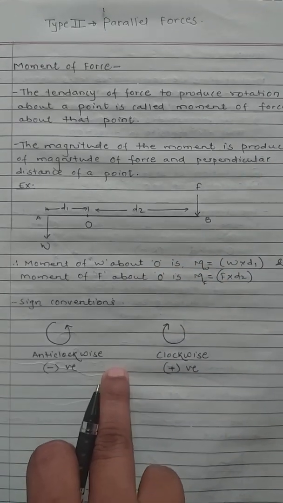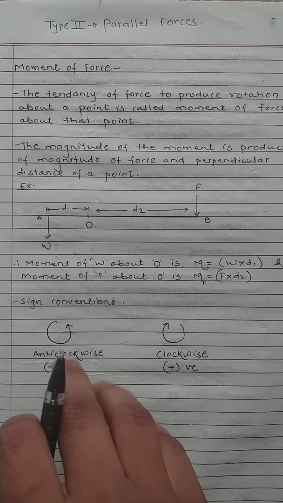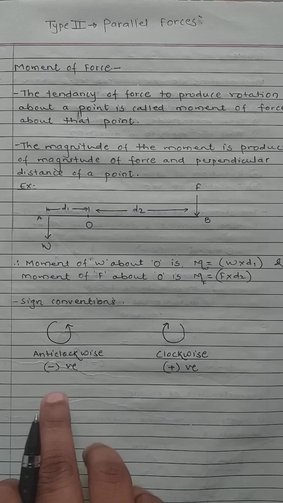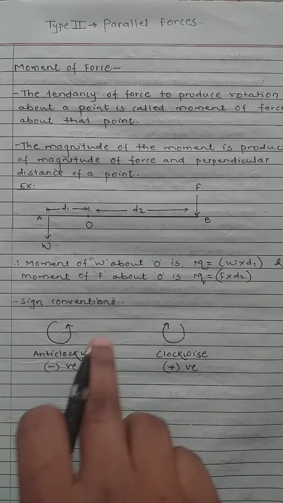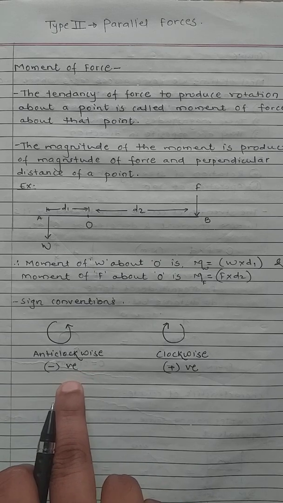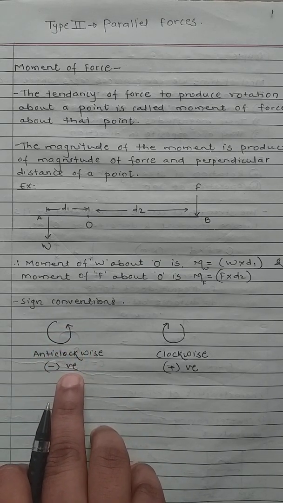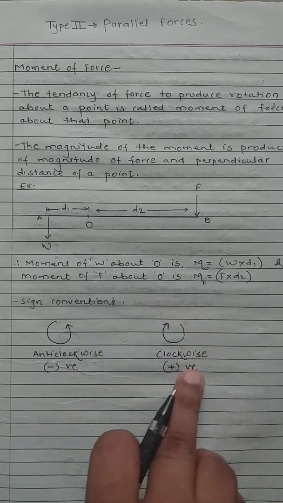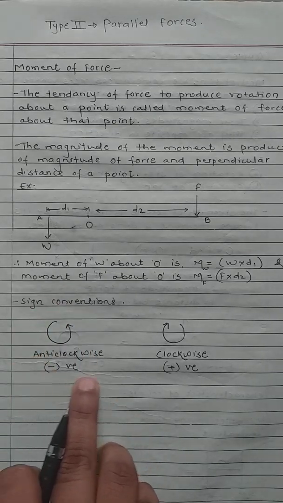Okay, now while calculating the moment or solving the problem, we need to consider the sign convention. From here, while solving the problems on parallel force system or any other force system, we'll consider the moment sign convention. Anti-clockwise will be considered as negative and clockwise will be considered as positive. If the moment is clockwise, it will be considered as positive. If the moment is anti-clockwise, it will be considered as negative.